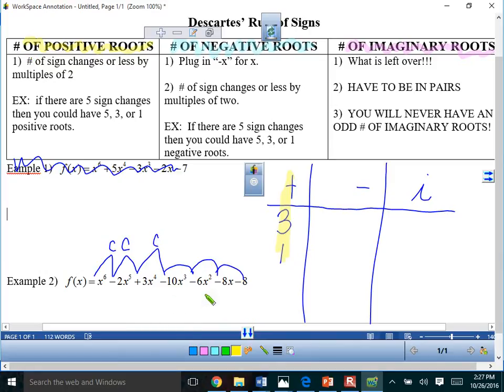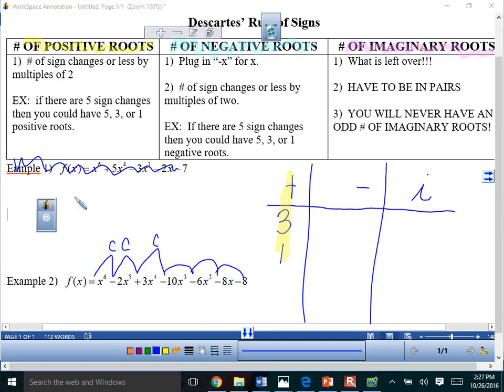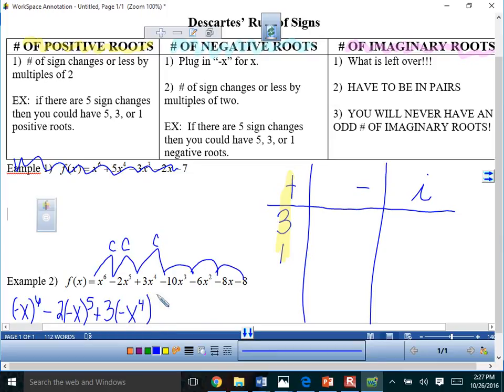Now to determine the number of negative roots, we have to replace x with negative x. So that's going to be negative x to the 6th minus 2 times negative x to the 5th plus 3 times negative x to the 4th minus 10 times negative x cubed minus 6 times negative x squared minus 8 times negative x minus 8.